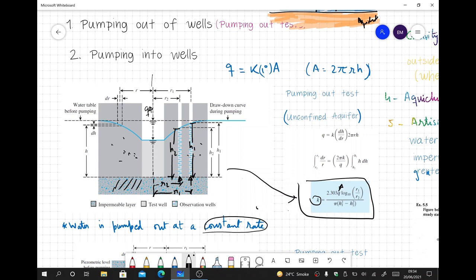So please remember, this one is the first well, this is the second well. Please remember that we have to do calculations from the bottom of the aquifer, that is the impermeable layer. A lot of students make mistakes while doing numericals, but we'll do some sample numericals to clarify things further.